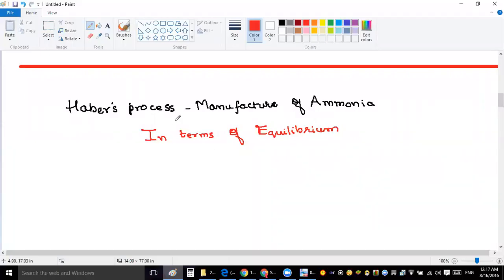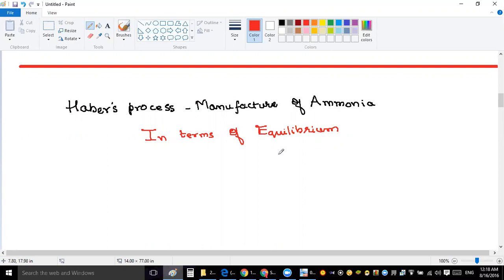Now Haber's process, that is the manufacture of ammonia. We are explaining it in terms of equilibrium. Equilibrium is a term that is applied to reversible reactions, and equilibrium means it's a stage of reaction in which the rate of forward reaction will be equal to the rate of backward reaction, and the concentration of reactants as well as the concentration of products are not going to change, because the rate of forward reaction is equal to the rate of backward reaction. That is the meaning of the term equilibrium.